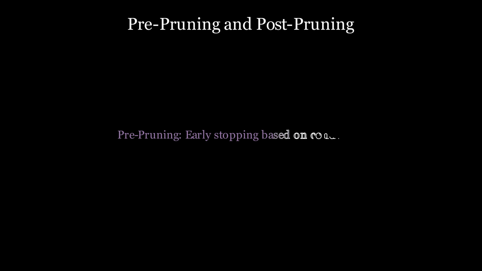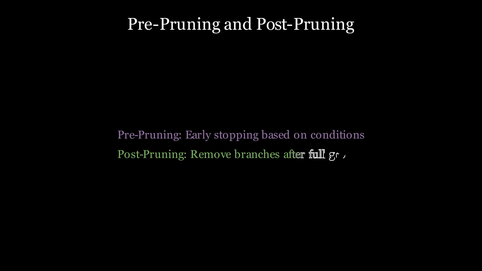To prevent overfitting, decision trees use pruning techniques. Pre-pruning stops the tree from growing further when certain conditions are met, such as reaching a maximum depth or having too few samples in a node. Post-pruning, on the other hand, grows the full tree first and then removes branches that do not improve the error on a validation set.